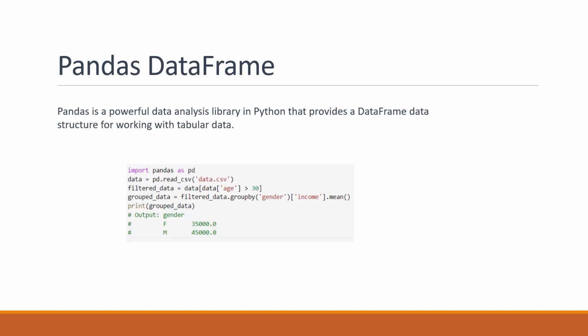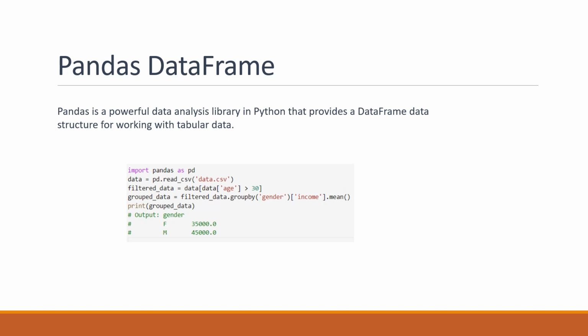The last feature is the Pandas data frame. Pandas is a powerful data analysis library in Python that provides a data frame data structure for working with tabular data. With a Pandas data frame, you can perform various operations on data such as filtering, sorting, grouping, aggregating, and joining. The data frame data structure is flexible and efficient, which makes it ideal for handling large and complex datasets. For example, you can use a Pandas data frame to load a CSV file and perform some basic data analysis as follows.